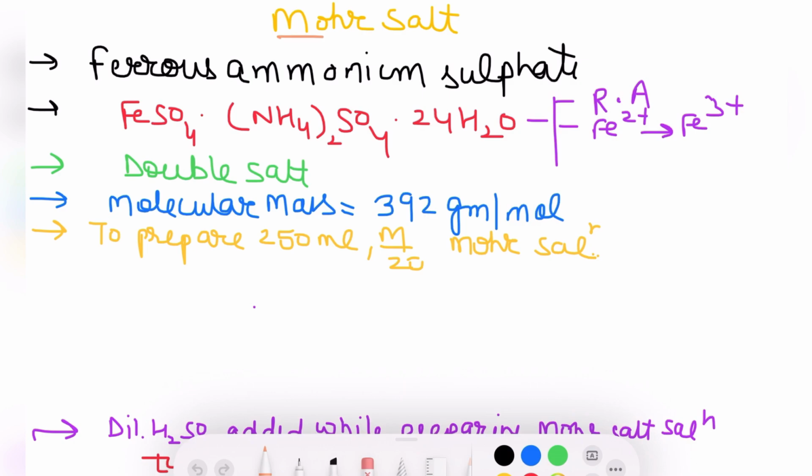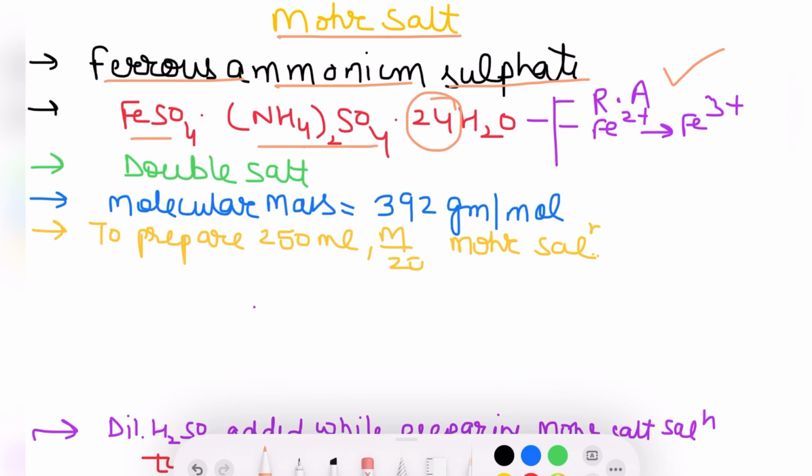Mohr salt. It is a double salt. It is ferrous ammonium sulfate. Its formula is FeSO4, (NH4)2SO4, ferrous sulfate, ammonium sulfate, and 24 molecules of water of crystallization. It acts as a reducing agent.